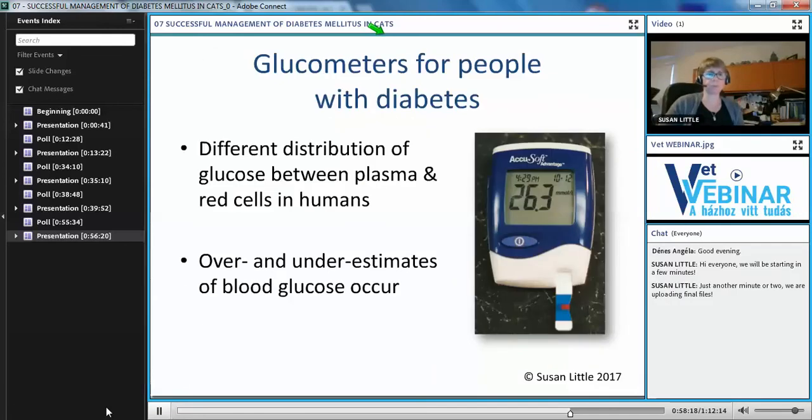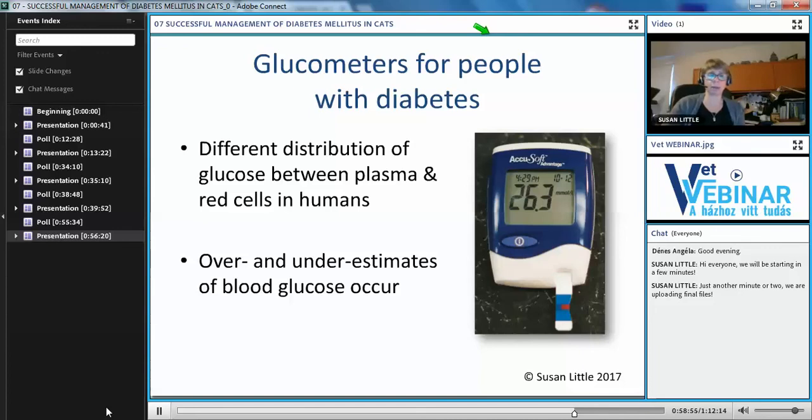We often, at least certainly in the past, use these glucometers that were meant for people with diabetes like this one. They're often readily available, but there is a different distribution of glucose between plasma and red cells in people versus dogs and cats. So you get both over and under estimates of blood glucose, unfortunately. If that's the only type of blood glucose meter that is available to you, we definitely can use them. We can use them to follow trends in our patient.